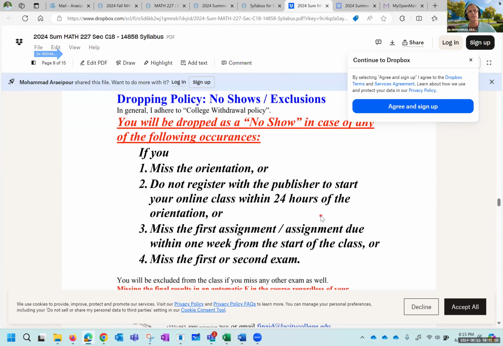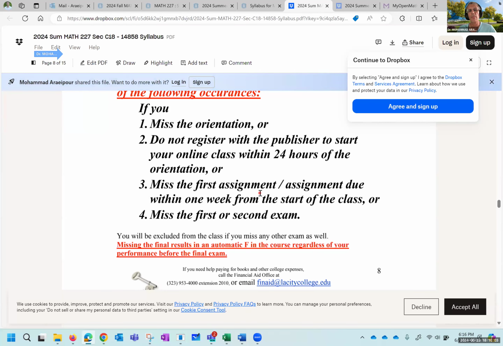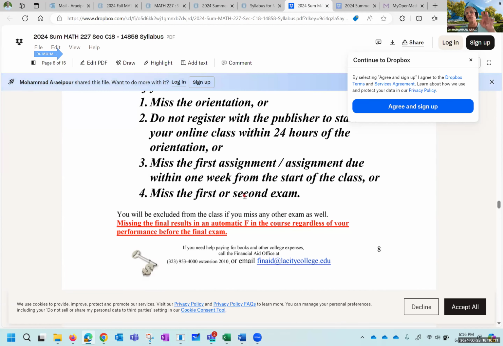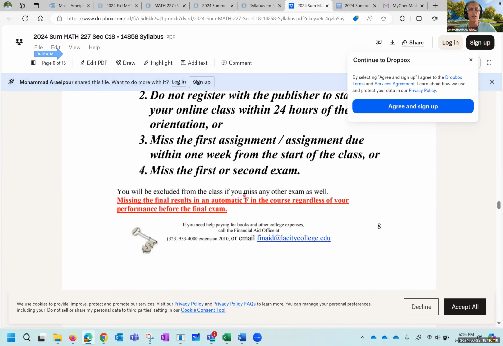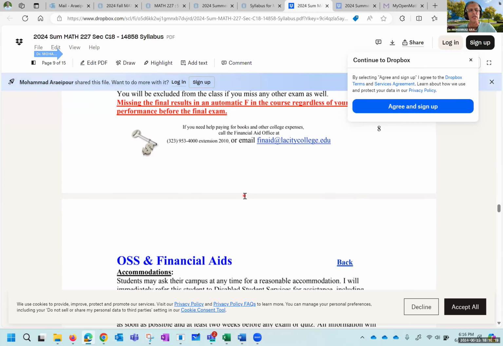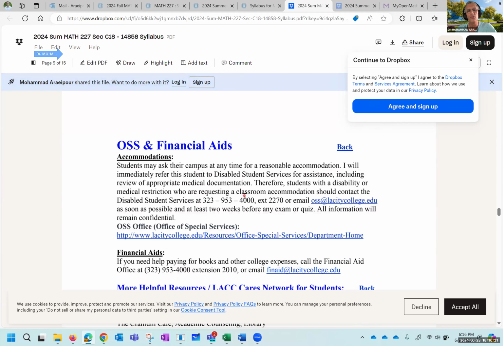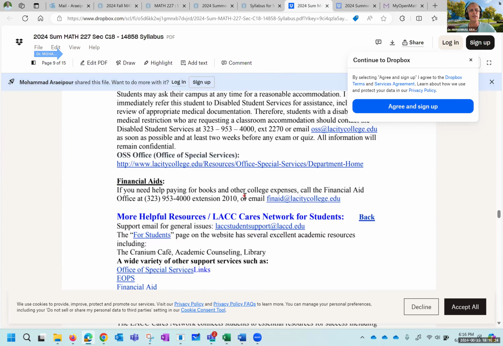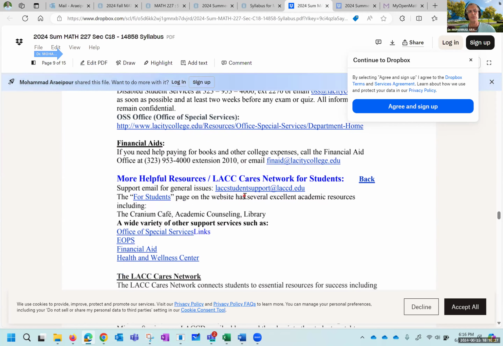Dropping policy. If students don't show up to this orientation, do not register with the publisher immediately, miss the first assignments, any of the assignments within the first week, and of course, there are a couple of assignments that are due today, one is tomorrow and one is in 2 days, or any of the exams. Then I have more information about financial aids and more helpful resources. Okay.